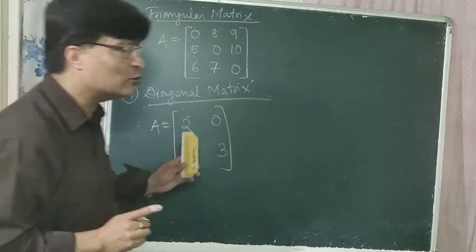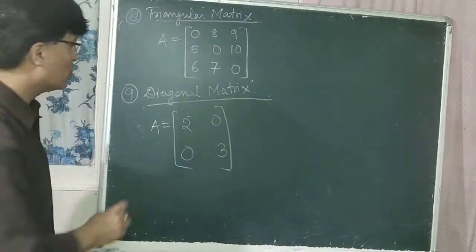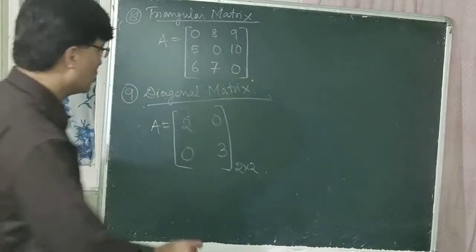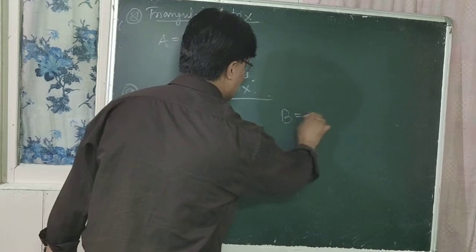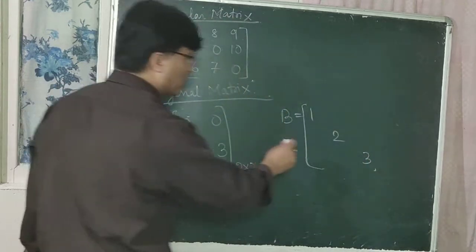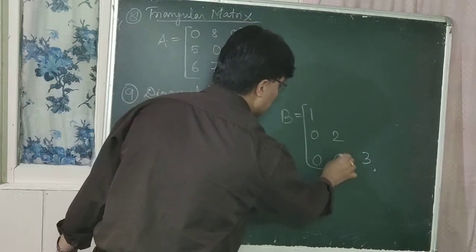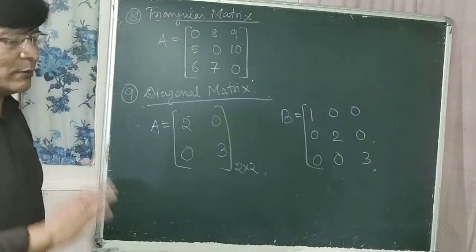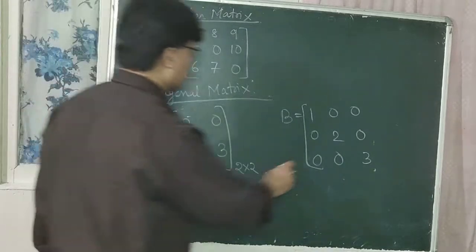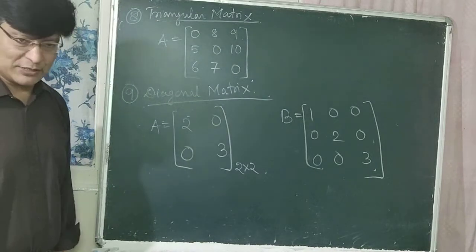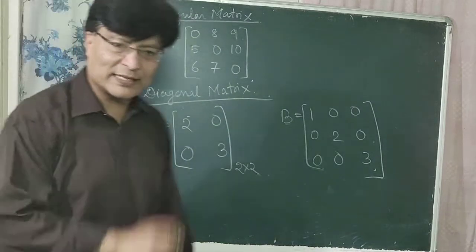So why is it order 2? Because there are 2 rows and 2 columns. So this is diagonal matrix of order 2. Or you may have B is equal to, suppose this is 1, 2, 3 and all of the elements are 0 out here. Only the leading diagonal is non-zero, but all of the elements are 0 out here. And this type of matrix is also known as what? Diagonal matrix. Is that clear?